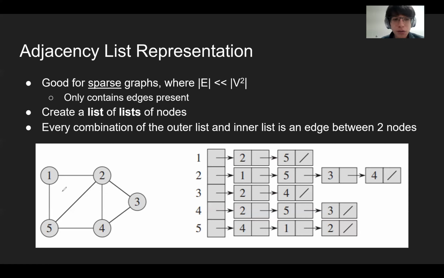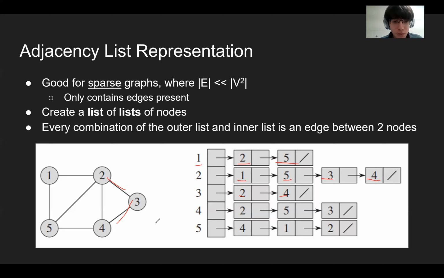So representing this graph, if there's an edge from 1 to 2, then in our list, for 1, we'd say 1 connects to 2 and 1 connects to 5. So in 1's list, there's a 2 and there's a 5. And in 2's list, what's it connected to? 1, 5, 4, and 3. So we would have 1, 5, 3, and 4 in 2's list. What about 3? Well, in 3's list, we have 2 and 4, which we can see here.